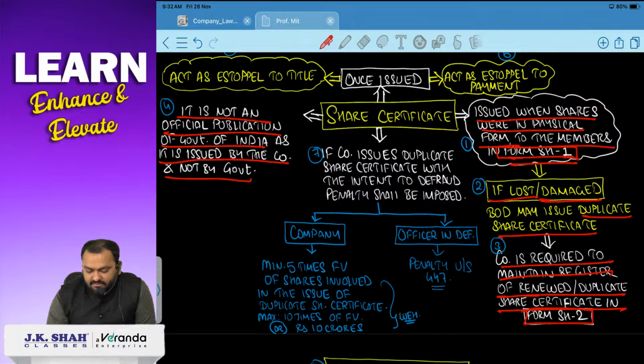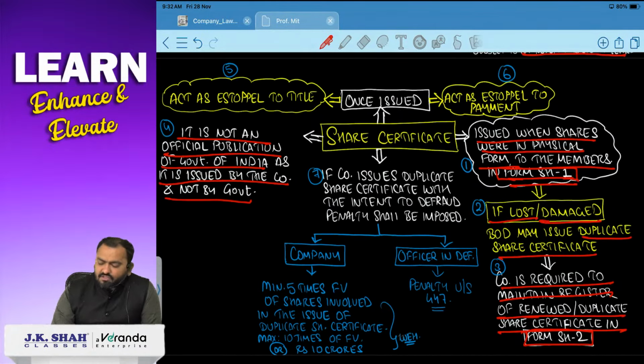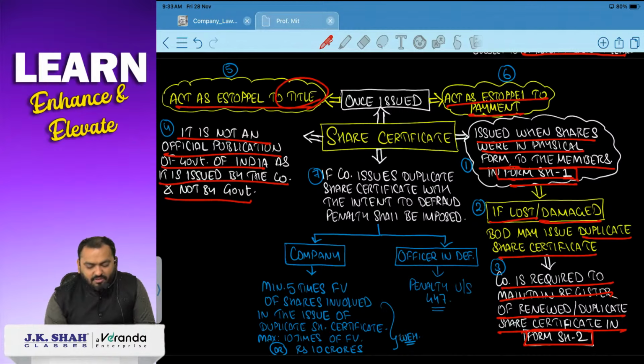Okay. And yes, fifth point is, once you get the share certificate, it acts as estoppel to title and estoppel to payment. What is this? Once you get the share certificate, now nobody can deny your title. Nobody can deny the ownership you have on the shares. Therefore, estoppel is to title. Title means ownership. And estoppel is to payment. Now, nobody can deny that you have not made the payment. Nobody can say that you have not made the payment. You have share certificate means you have made the payment. So, estoppel is to title, estoppel is to payment.